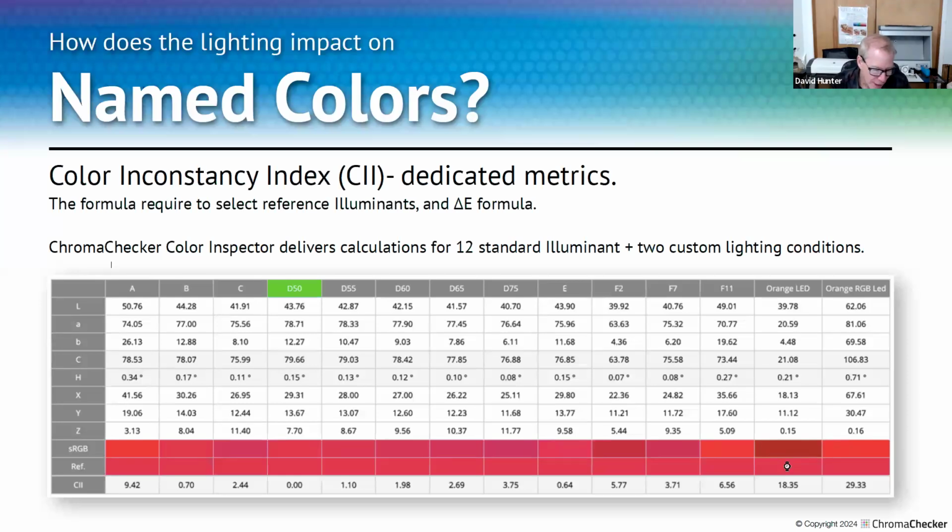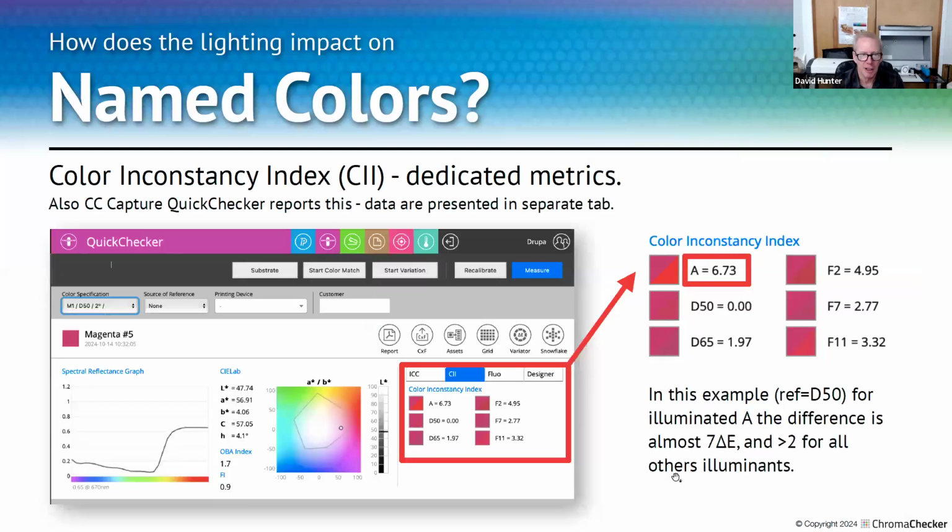So in this way, you could design something all day long under your D50 light booth. You bring it into Office Depot or Home Depot and it's 18 delta E off, and everyone's going to be looking at you going, do you not know what you're doing? And it's all due to the lighting that's being used. So being able to predict the volatility of the spot colors, this gets back to when you're creating the colors, you should check the volatility of these colors. And ChromaChecker gives you the ability to do that.